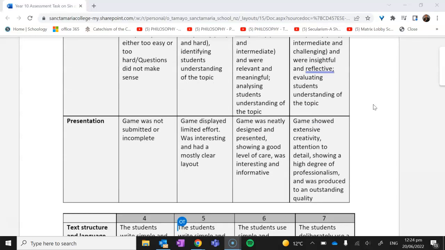Next, presentation. The game showed extensive creativity, attention to detail, and a high degree of professionalism, and was produced to an outstanding quality. So these are the different things that you need in order for your group to get an excellence.